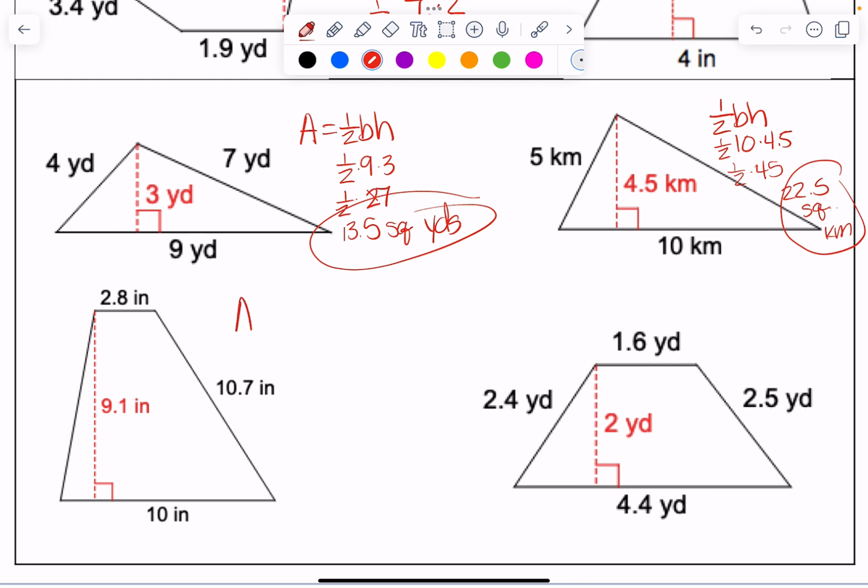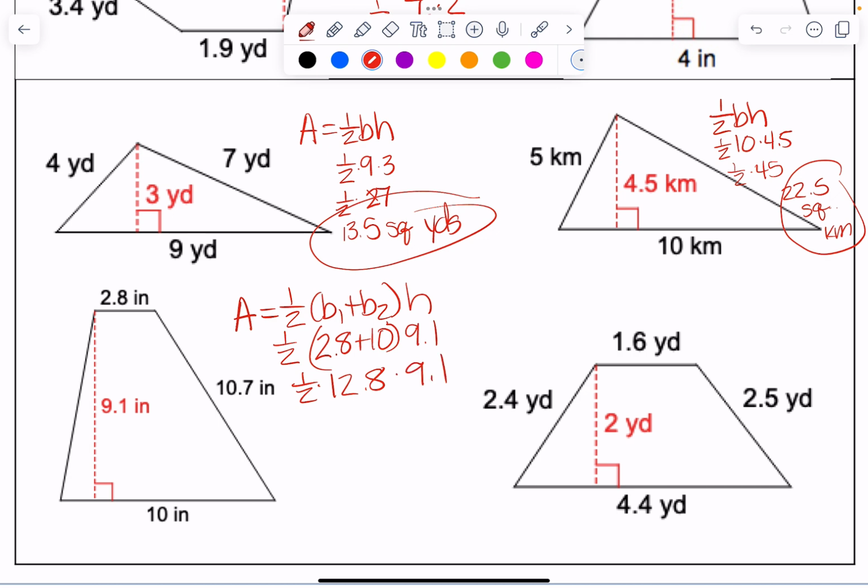On this one, we have a trapezoid. So again, you want to identify your shape first so you know which formula to use. I find my bases are my parallel sides, and then my height is perpendicular to that. So I'm going to end up needing to get a final answer here of 58.24 square inches.